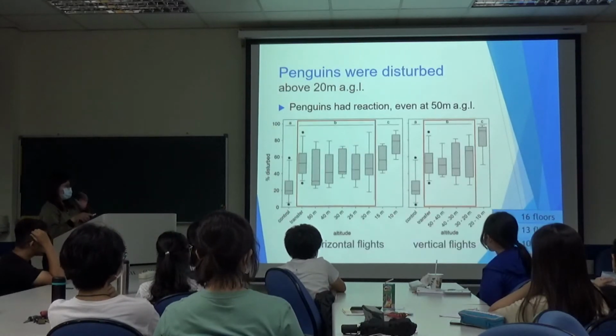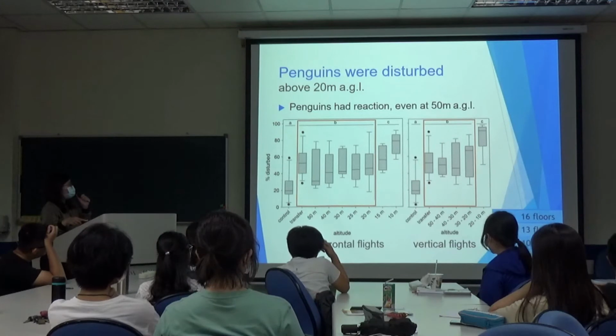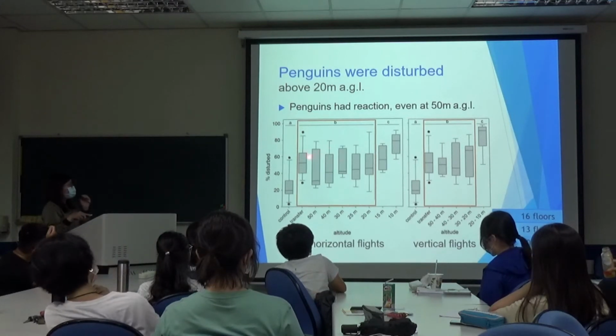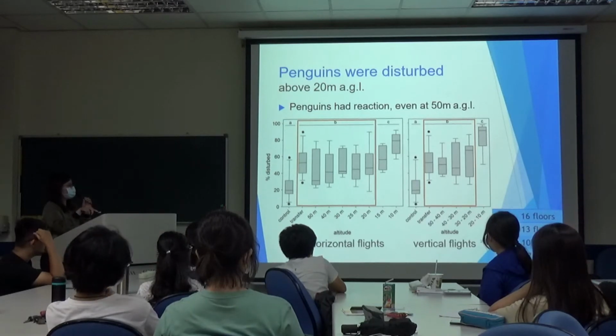And then we see during transfer to the 20 meters, its turbulence was maintained, but penguin still has reaction even at 50 meters. 50 meters is about 16 floors.